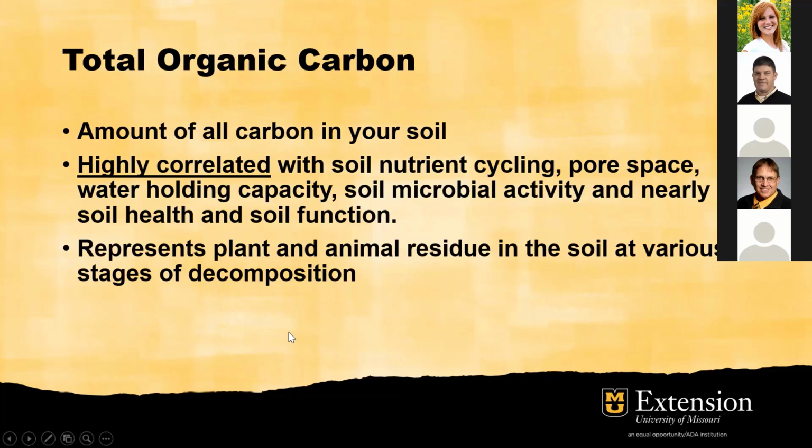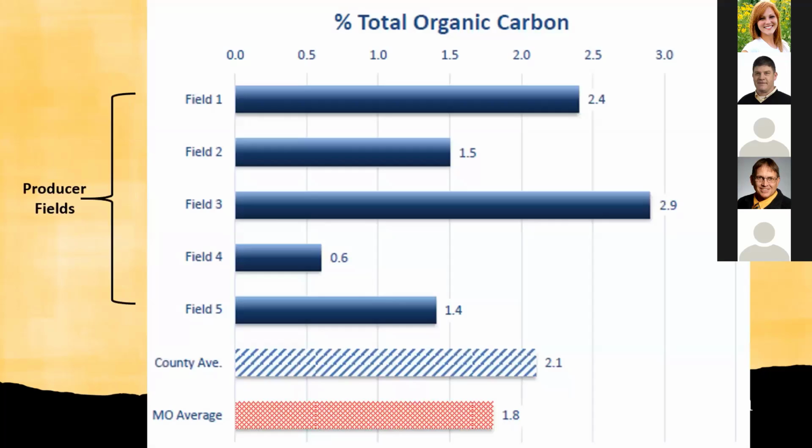And so your soil health report is going to come back, and this is what the results are going to look like. This is 5 producer fields, field 1, 2, 3, 4, and 5. And then that calibration component that I was talking about, the county average is listed there and also the Missouri average. So as we collect more data, we are going to be able to refine those results. But overall, it gives this producer an understanding of where he's at.